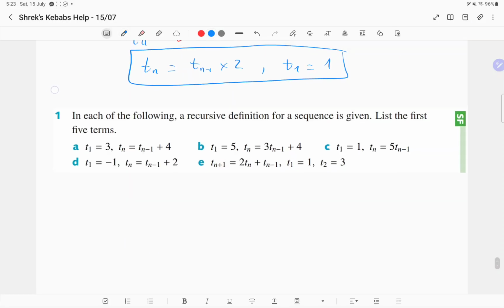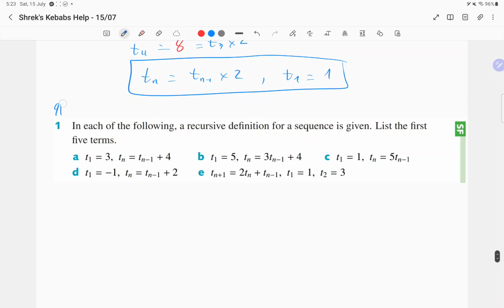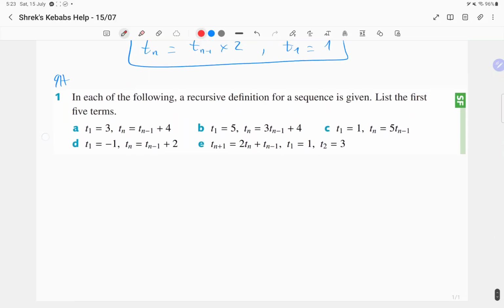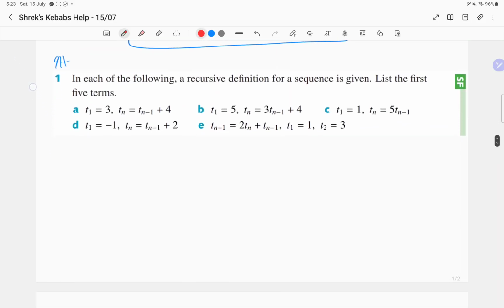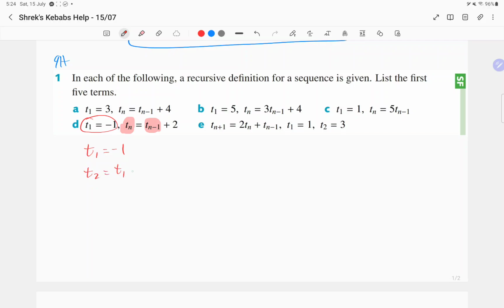All right, about chapter 9a. So once again, this is chapter 9a, question 1d, based on Ashbridge's question. Again, the first term is -1, and the current term is the previous term plus 2. So term 1 equals -1. The current term, which is term 2, would be the previous term, term 1, plus 2. So that will be -1 plus 2, which is 1.